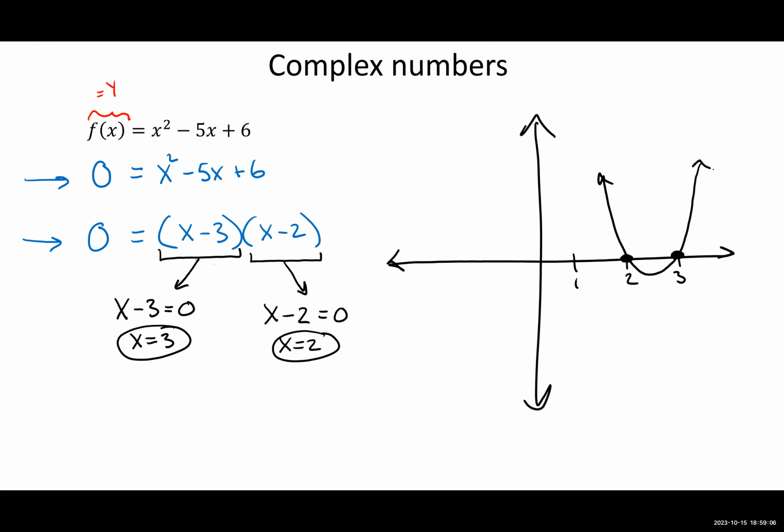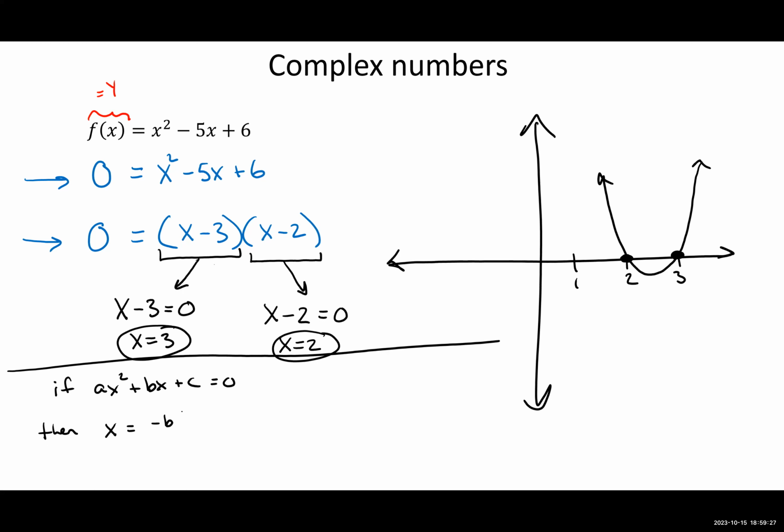We've also seen this in the context of the quadratic formula, again something I covered in a previous video, and that's an if-then statement. So if ax squared plus bx plus c is equal to 0, then x is equal to negative b, this is the quadratic formula, plus or minus the square root of b squared minus 4ac, all divided by 2a.